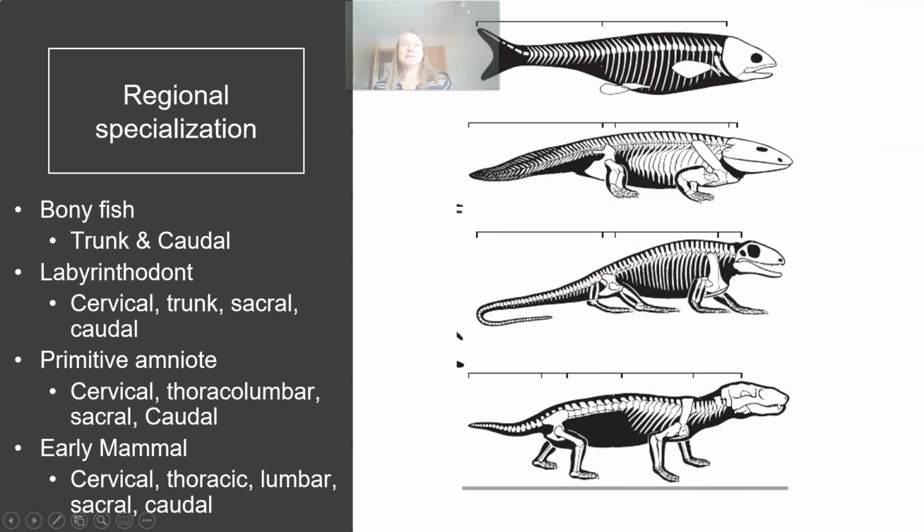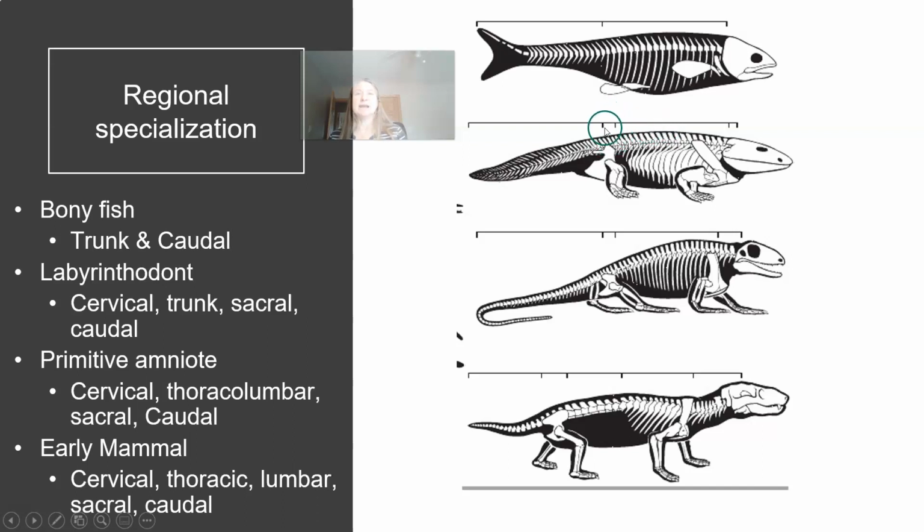Cool. Now we can talk about regional specialization. So again, we can see these trends. Here we have a bony fish. In a bony fish, you have two regions: a trunk region and a tail region, trunk and caudal. When we get to this labyrinthodont, we can see a little bit of differences. We see a kind of shortened cervical region. Again, those heavy bony plates on the back of the head are going to help limit movement, basically. But we have a cervical region. We have a trunk region, that's thoracic and abdominal together.